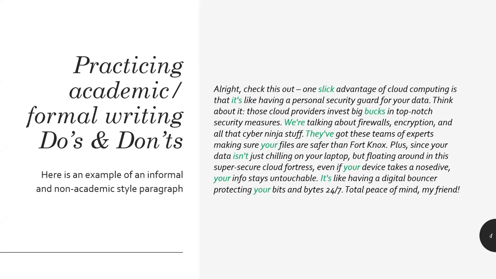So firstly, what you're going to notice is all the words written in green. As you can see, those words are informal words that you should not be using in your paragraphs. So for instance, instead of using it's, you have to say it is. Instead of using we're or they've, you have to use we are or they have.